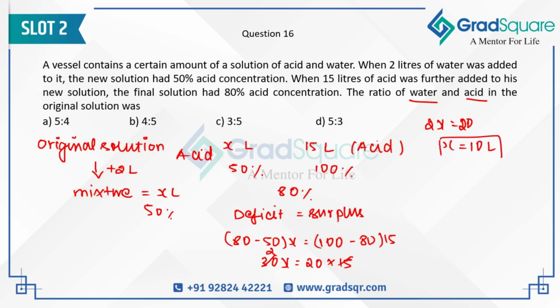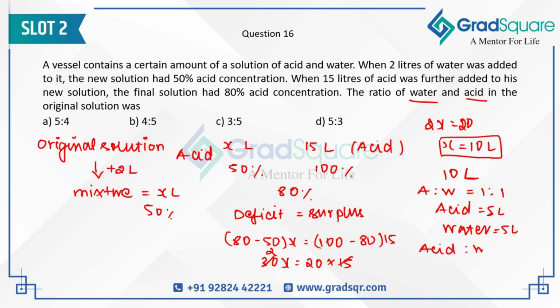So after adding 2 liters, I get a total of 10 liters. Now in this 10 liters, we have 50% acid concentration. That means the acid to water ratio is 1:1. That means acid will be 5 liters and water is also 5 liters. This 10 liters is obtained after adding 2 liters of water. So before adding 2 liters of water, water would have been 3 liters, right? So acid to water initially in the original solution is 5 liters to 3 liters.